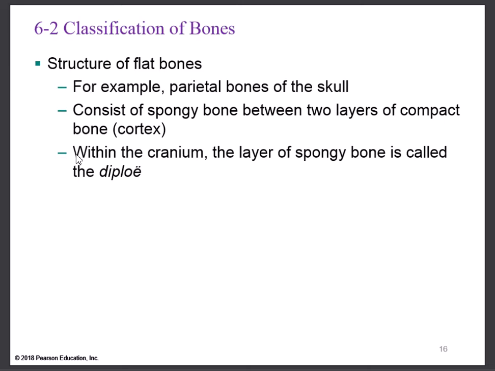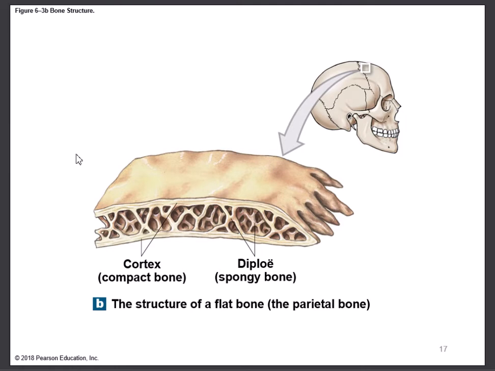So let's compare the structure of a long bone, which we just did, to the structure of a flat bone. Here we're going to take the parietal bone as an example. We take out a section of the parietal bone. The parietal bone is right over here actually. If we take a section out of it, you're going to see a thin layer of compact bone, and then a thin layer of compact bone over here. And in the middle we have this porous bone, which is called spongy bone.